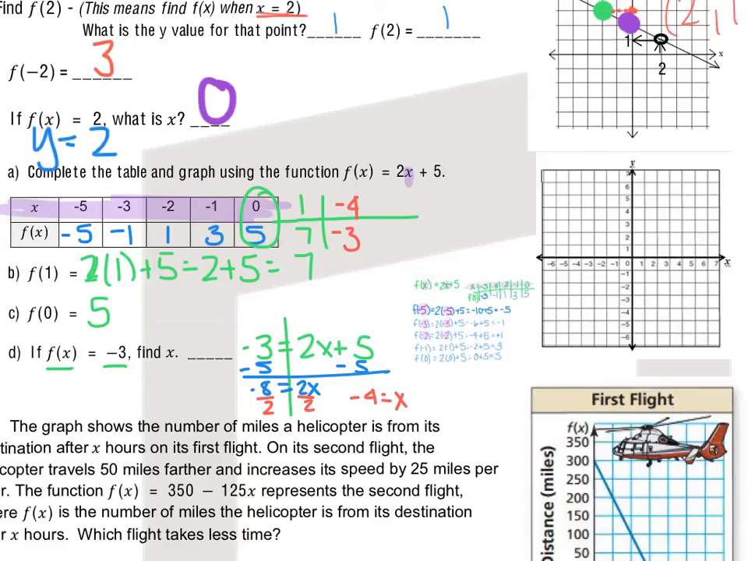So we're going to start with -5, -5, which means I'm going to go to the left 5. So 1, 2, 3, 4, 5, and go down 5. 1, 2, 3, 4, 5, and I'm going to put a point there.